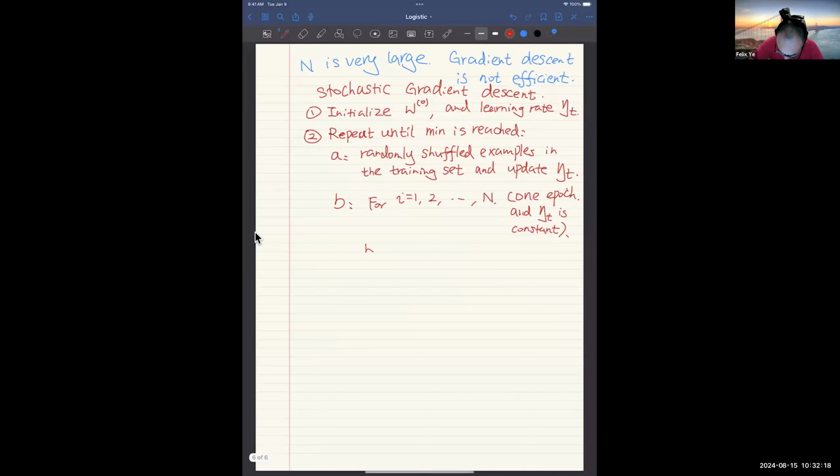So my W is being updated as eta t of phi of x of i, W subtract y of i, of x of i transpose. So this is basically being updated constantly for W's.